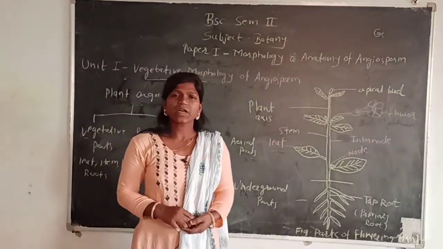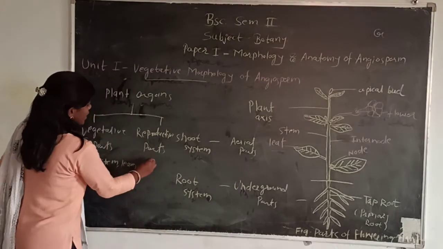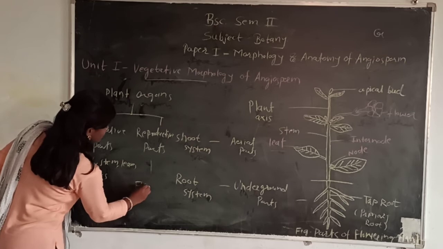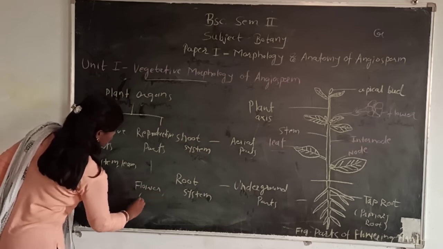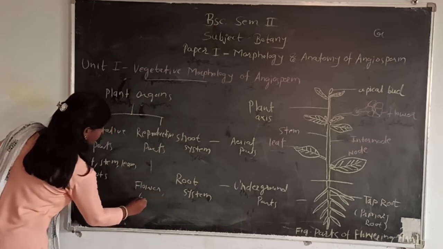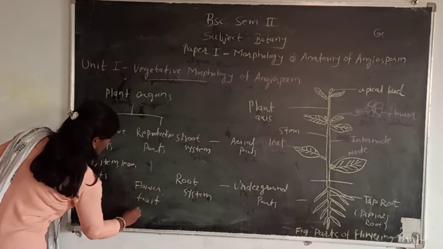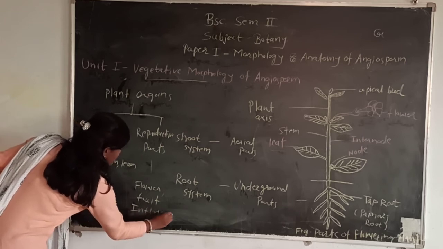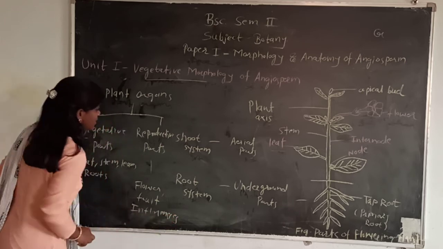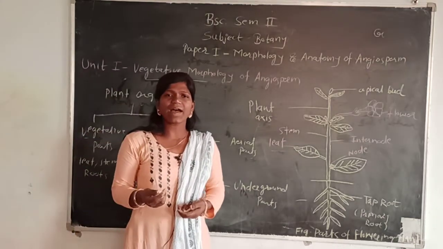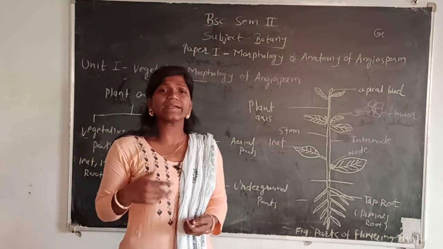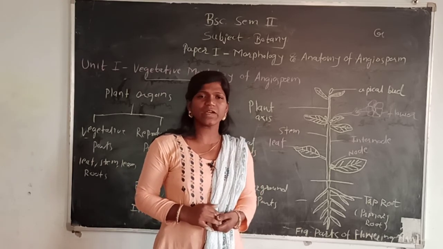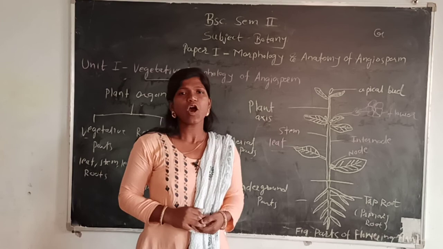Okay. Then what are the reproductive organs? The reproductive organs are the flower, the fruit and the inflorescences. These are the reproductive organs. Why are they called reproductive organs? Because they take part in reproduction and form new plants. Therefore they are called the reproductive organs.